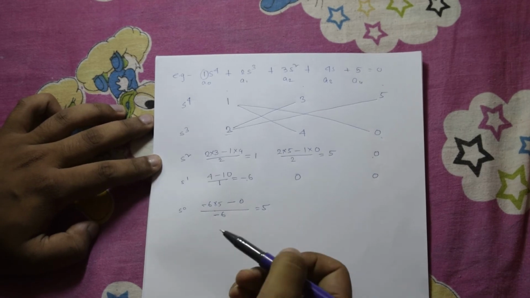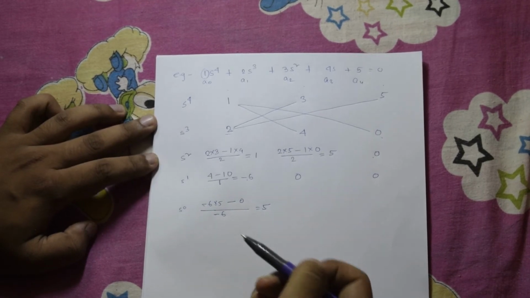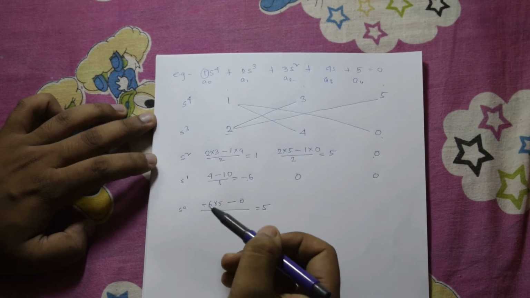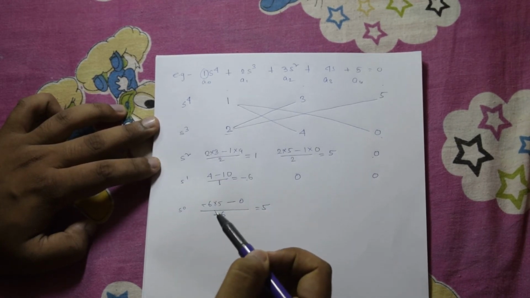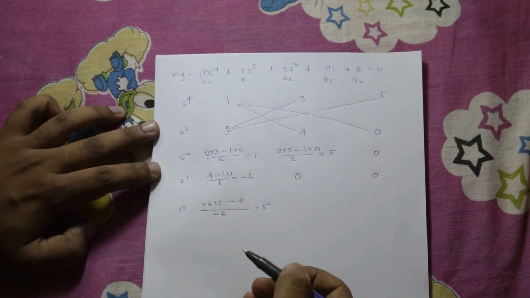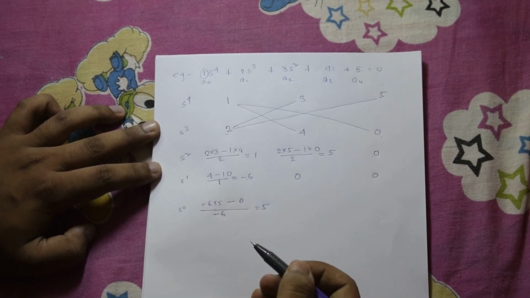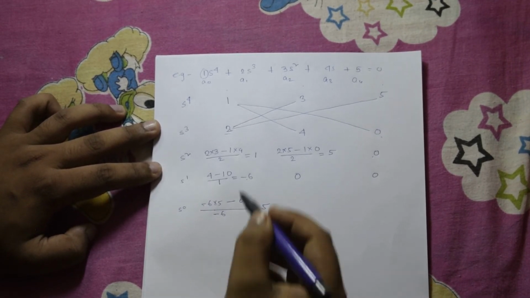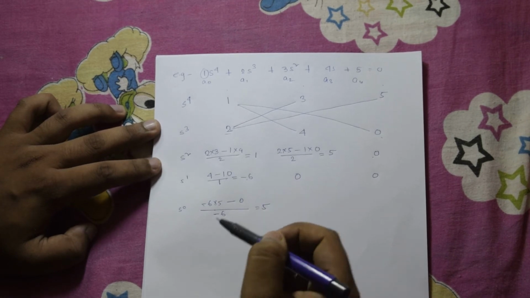So we have to count the number of sign changes. It is the main condition to find the stability. The number of sign changes in the first column. If there is any sign change in the first column, that means the system is unstable. And if there is no change in the sign in the first column, then the system will be stable.